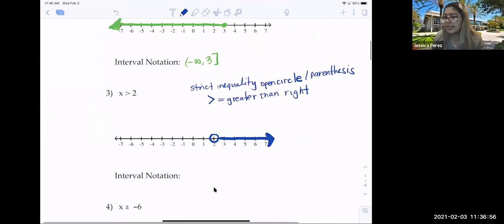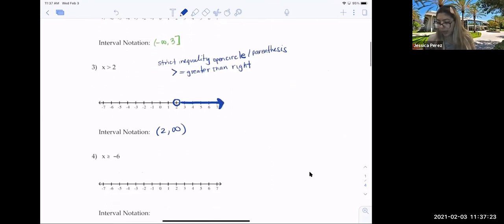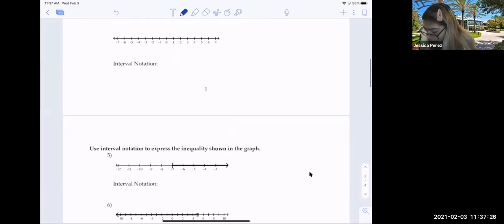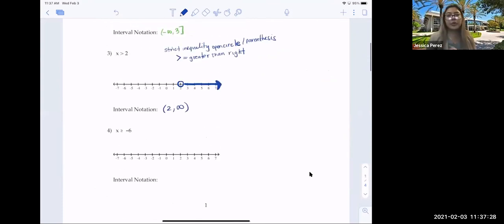So who can tell me the interval notation? How do I read this? Again, it's from left to right. Where do I start? At what number? Yes, thank you, Michael. From 2 to infinity, and they both have parentheses. Okay? Thank you. So this is exactly what we have. So I want you guys to try now. I'll leave you guys alone. I want you to try question 4 on your own, and we'll come back.